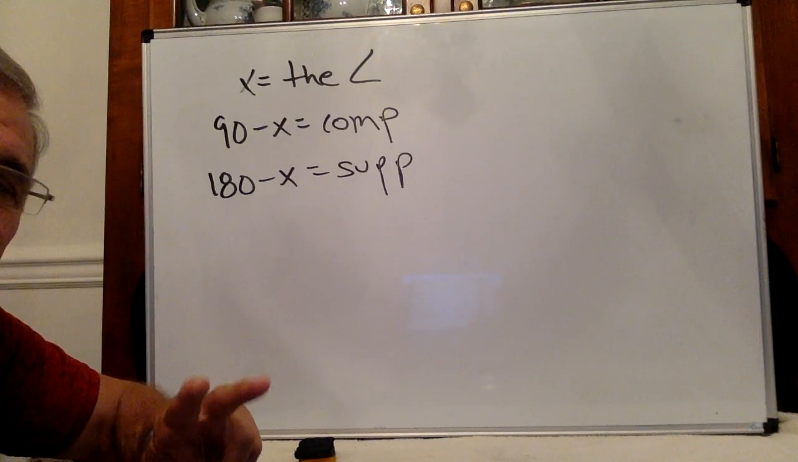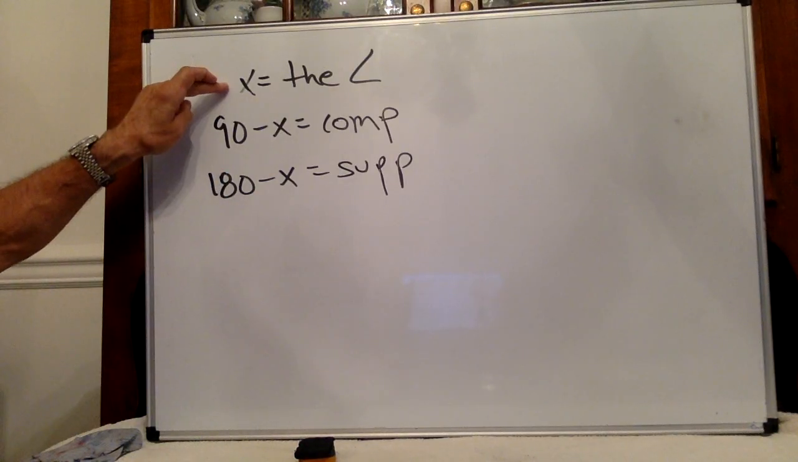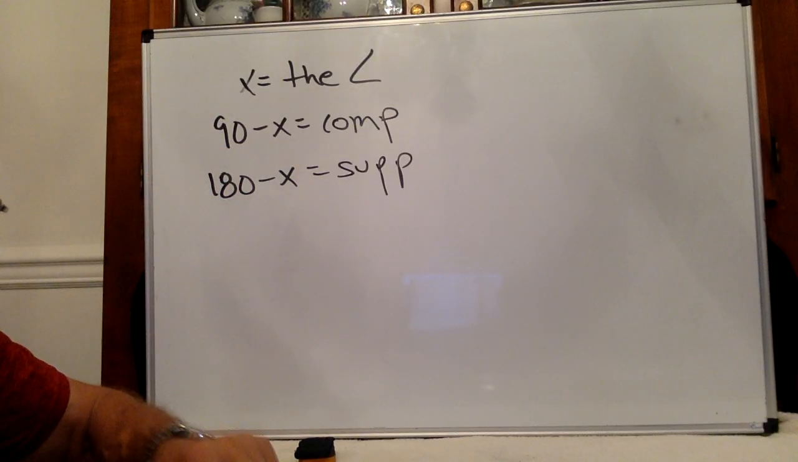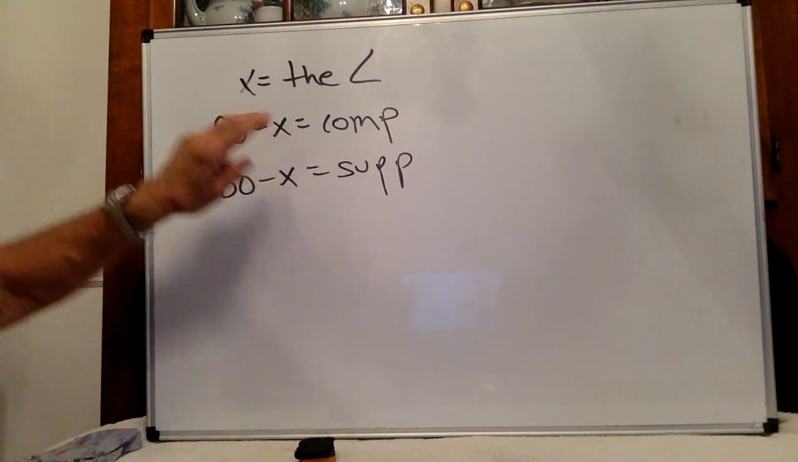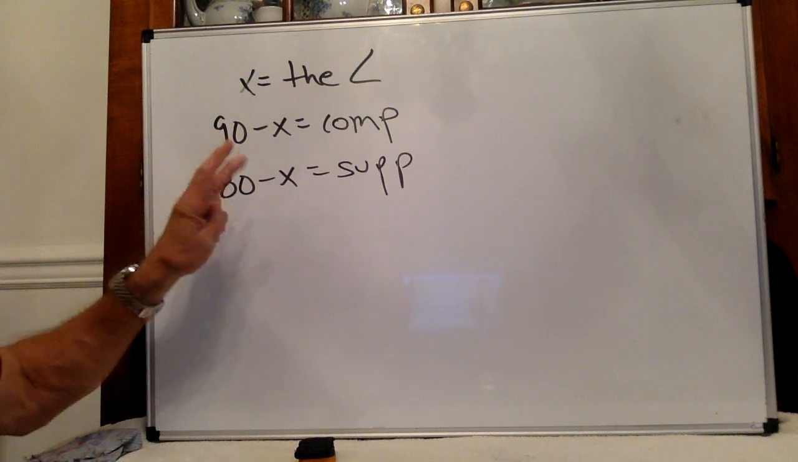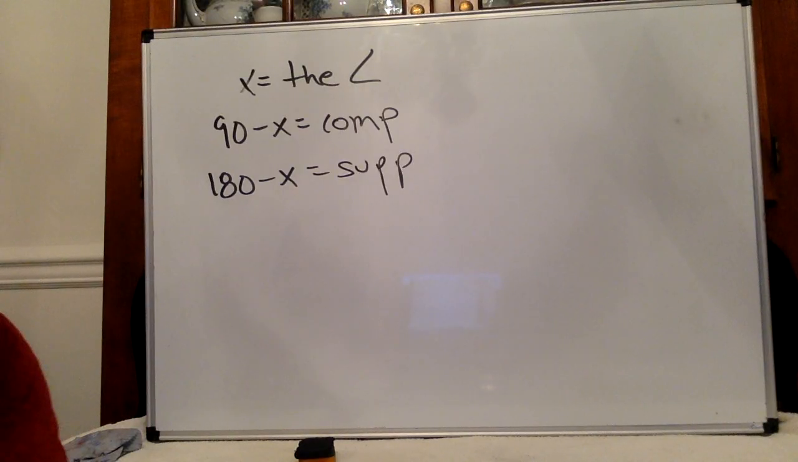Now, if two angles add up to 90 and one of them is x, the other is 90 minus x. If two angles are supplements, that means they add up to 180. So if one of them is x, the supplement is 180 minus x. Very common error. People flip those around.